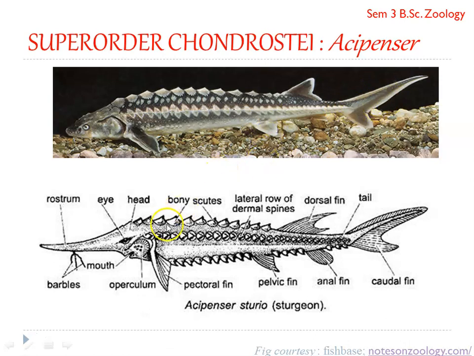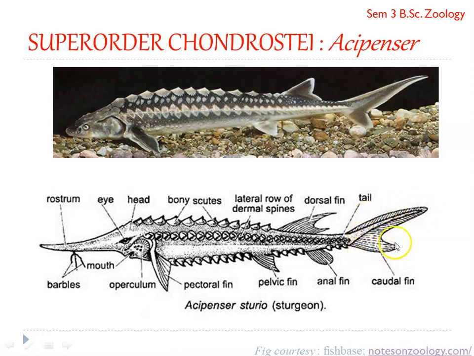On the other hand, instead of scales, the body has 5 rows of bony dermal scutes. You can see this one. These are the scutes, and these scutes bear the dermal spines. We have seen that the scales are restricted to the tail region. And what about the heterocercal tail?